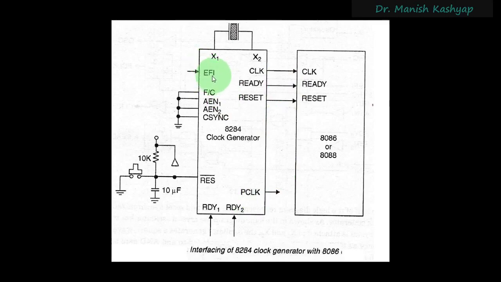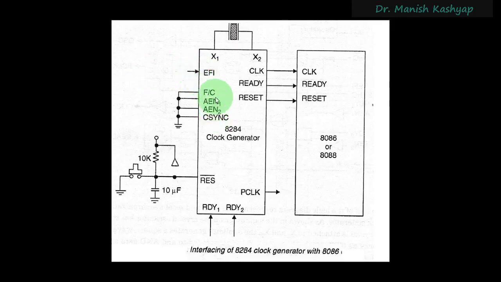Then this EFI input is for external frequency input. To be able to operate this microprocessor, either you can use this crystal oscillator, or you can enable this signal such that the externally applied frequency will be used for this particular microprocessor instead of this crystal oscillator. So this EFI is the pin where you apply that particular signal, right?